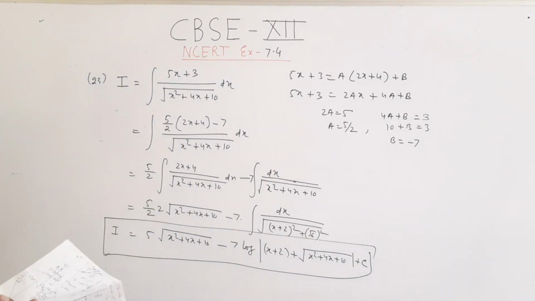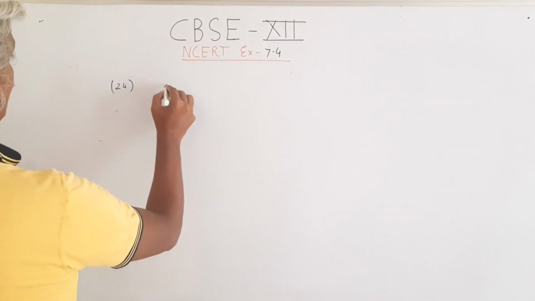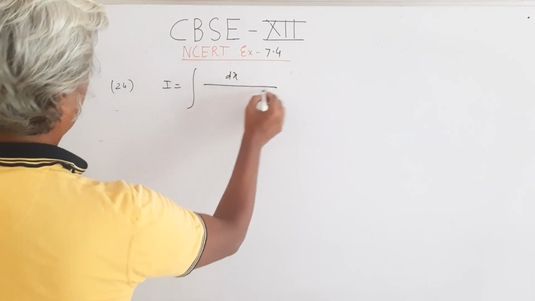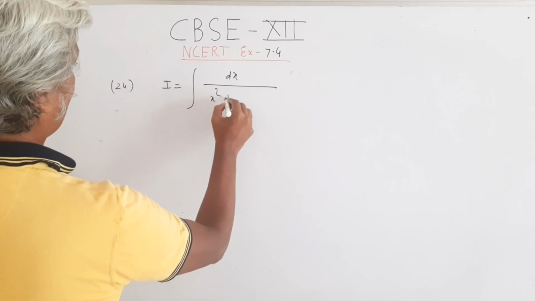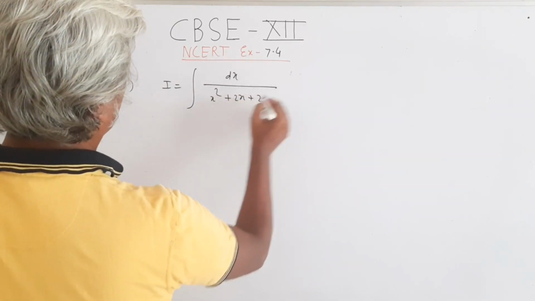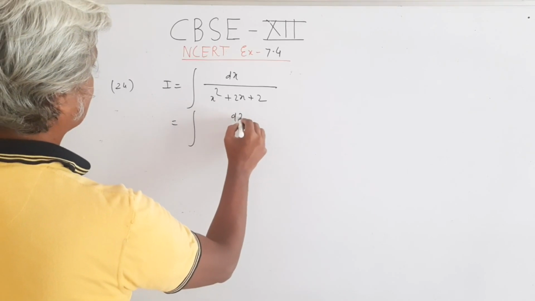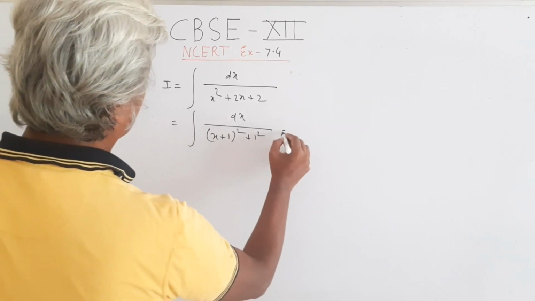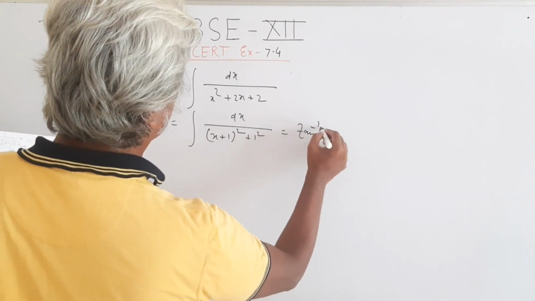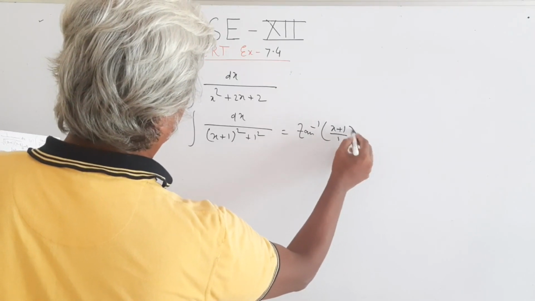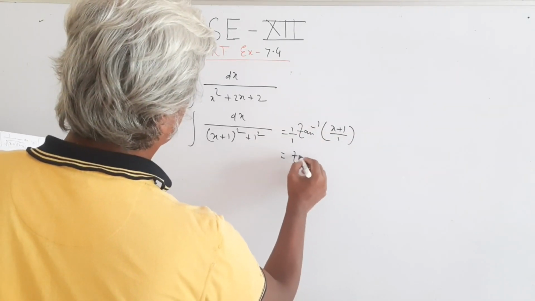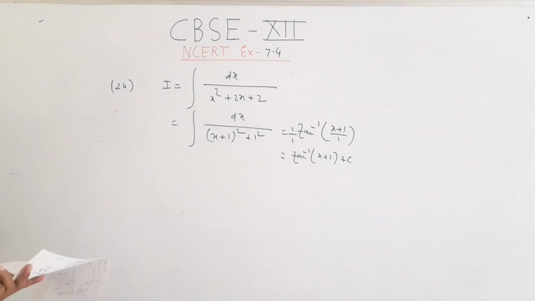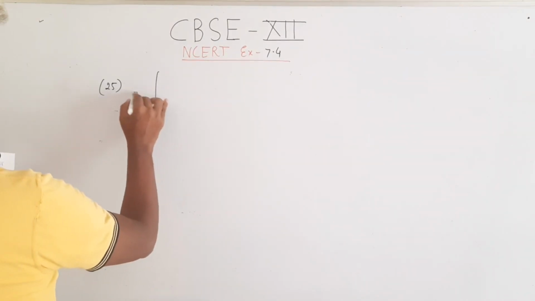Now I go for the remaining two questions. Question number 24, it goes like I is dx over x square plus 2x plus 2. So you can write this directly as dx over x plus 1 whole square plus 1 square, and its integration is tan inverse of x plus 1 by 1. It means this is the answer. This is done.